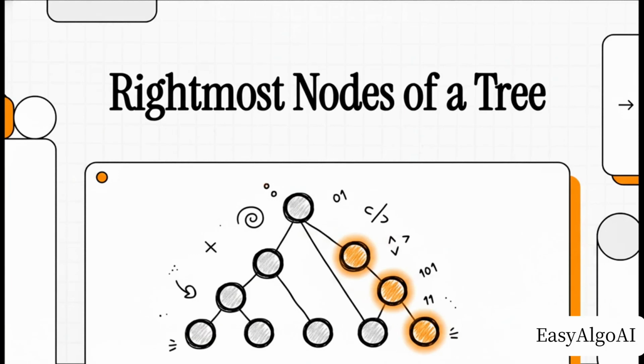We're diving right into a classic, and honestly, pretty clever coding problem. We're going to figure out how to find the rightmost nodes of a binary tree. So whether you're actively brushing up for technical interviews or you just really enjoy a good data structure puzzle, this is an absolutely fantastic exercise for us to break down together.